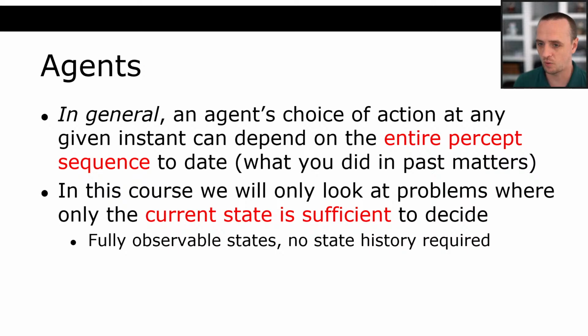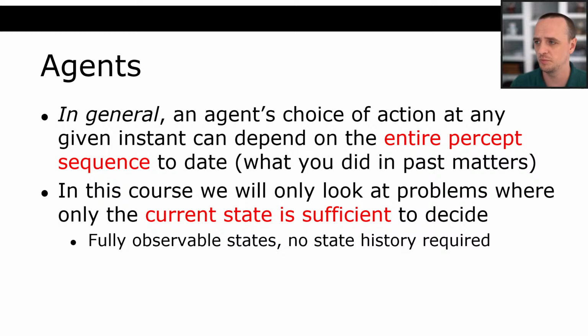In this course, we are only going to be looking at problems where the current state of the environment is sufficient to decide. So we have fully observable states and no state history is required. And we'll talk about the difference between these in a second. I'll give a couple of examples.